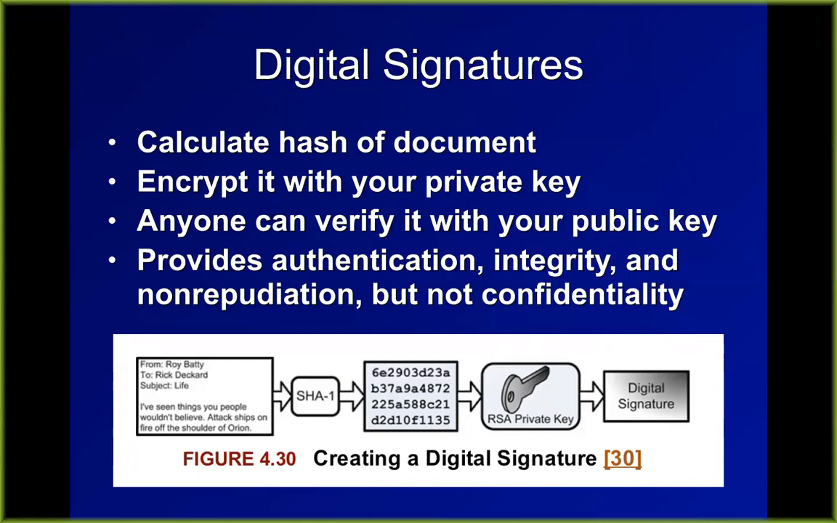You have some message, like they've shown here, "I've seen things you people wouldn't believe." All right, so there's some message and you want to sign it. This does not make the message secret. It's just a signature that shows who wrote it. So you calculate the SHA-1 hash of the message and get that number. Then you encrypt it with your private key. That's called the digital signature.